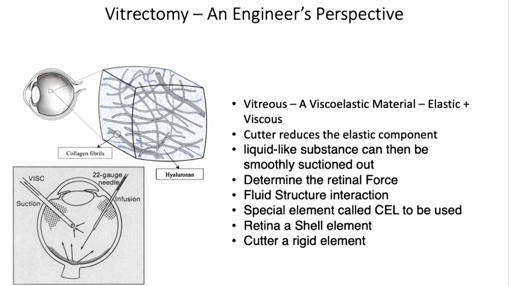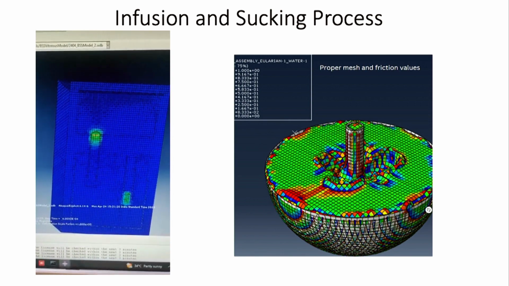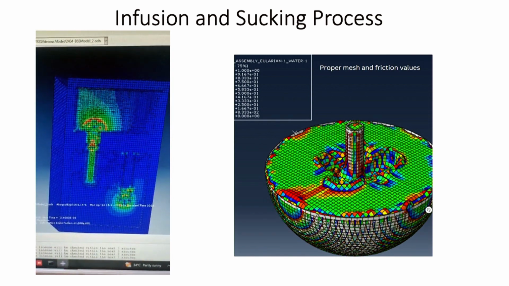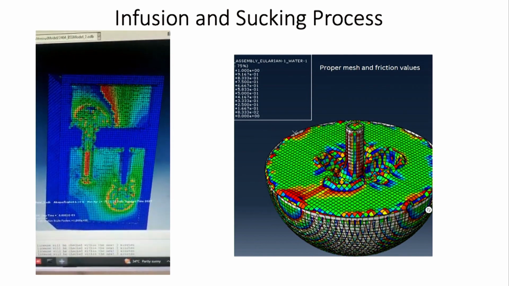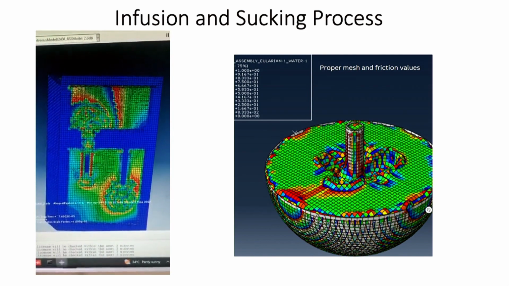At the same time, you are also infusing fluid into the eye in order to retain the pressure. So this requires a very special element called coupled Eulerian Lagrangian. I don't have time to explain that, but anyway, this is a special element. Retina is a shell, the cutter is rigid. So you can see the sucking and the fluid getting in. It's a fluid structure interaction problem.